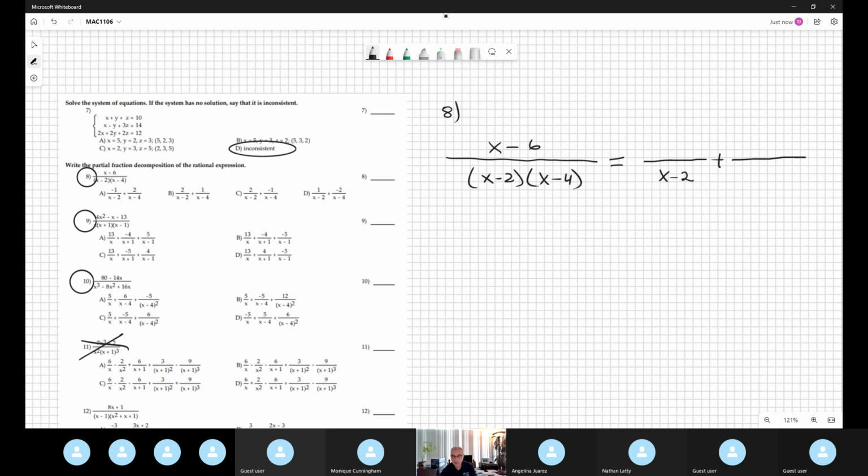You put x minus 2, you put x minus 4, and you put any letter. Usually we use A, B, C, D. In this case we have A, B because there's only 2 partial fractions. The least common denominator is the multiplication x minus 2 times x minus 4. When you multiply the entire equation by this, it stays like that, x minus 6 only on the left hand side. On the right hand side, we have A times x minus 4 plus B times x minus 2.